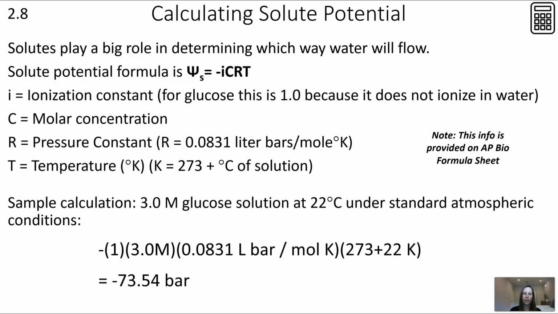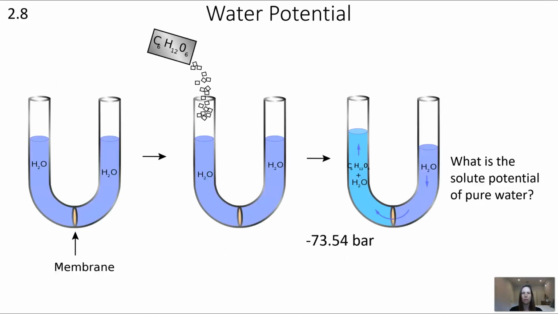Let's take a look and figure out what in the world that number might mean. What is that useful for? So to figure out how we can understand that number that we came up with on the last page, let's go back to this sort of U-tube example. And that's U, the letter, not Y-O-U. All right, so what is the solute potential of the sugar? Well, if it's a 3 molar concentration of sugar, which is really pretty high, under the conditions that we listed on that previous slide, we end up with a solute potential of negative 73.54 bar.